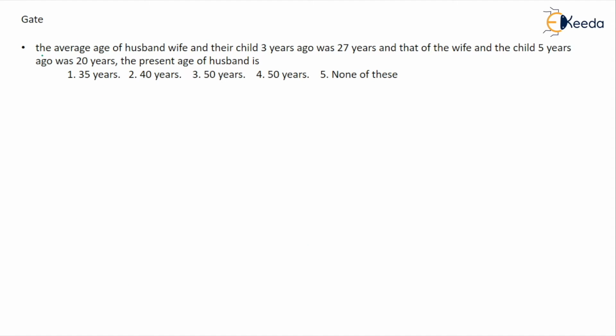Okay, so here is a question. The average age of a husband, wife, and their child 3 years ago was 27. So what is average? Average, as I told you, means sum of observations upon number of observations, right?